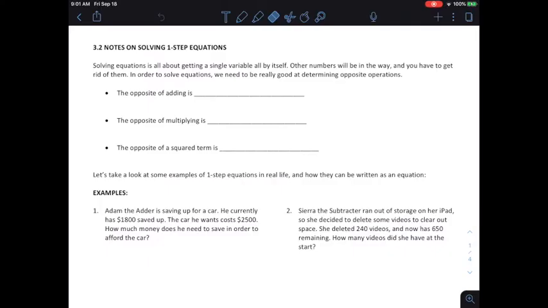So today is all about solving equations, and it's all about getting a single variable by itself. We're going to have a bunch of other numbers that are in the way, and what we need to do is just get rid of them.